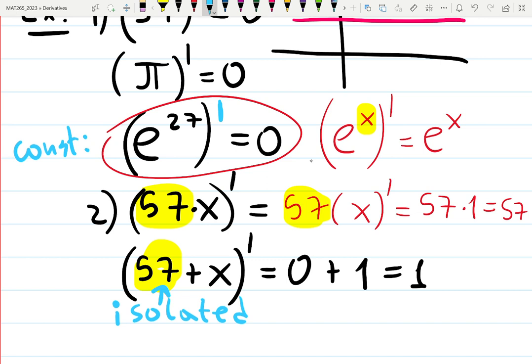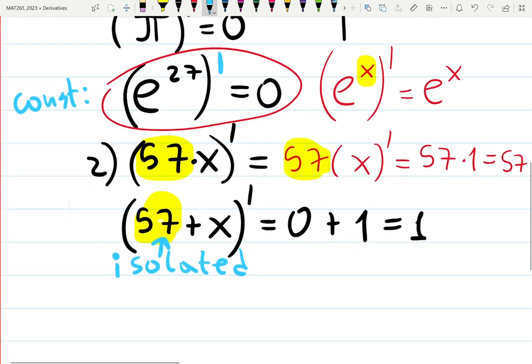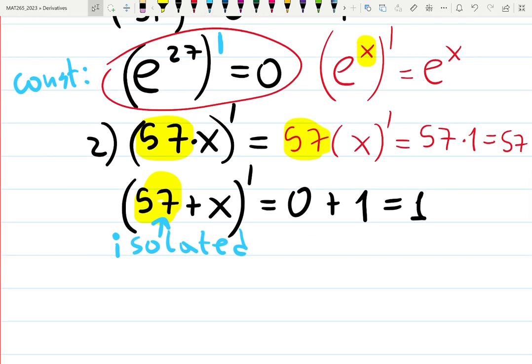Yes? So, the derivative of 57 plus x becomes the derivative of 57 plus the derivative of x. Yes, that's correct. The question was, can we say that it was 57 prime plus x prime? Yes, the answer is correct. So we can break it. That is what's important, so comparing two things.